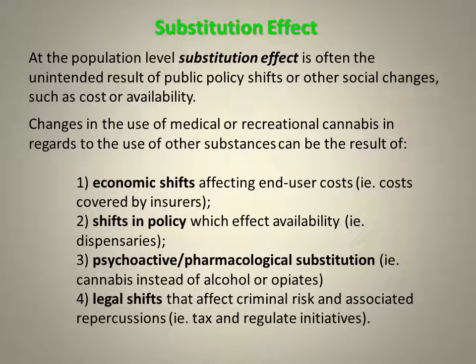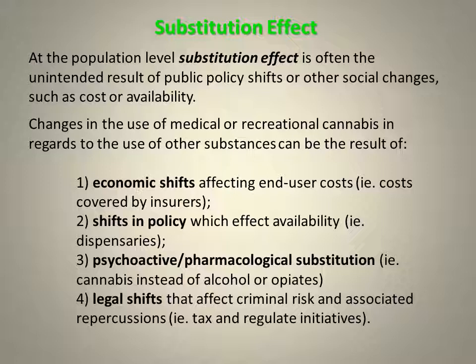However, not all psychoactive substitution is the result of a deliberate decision made on an individual basis. At the population level, it's often the unintended result of public policy shifts or other social changes such as cost, legal status, or availability. For example, when Australia wanted to reduce drinking and driving rates, they increased the tax rate on high alcohol beverages and lowered it on low alcohol beverages, leading to a subsequent reduction in alcohol-related automobile accidents.